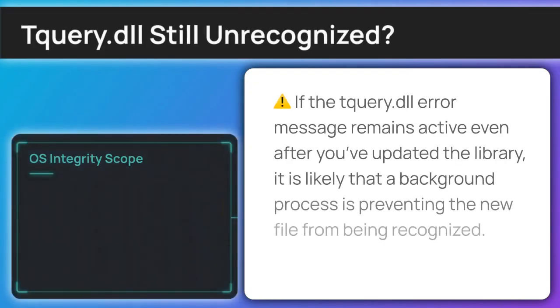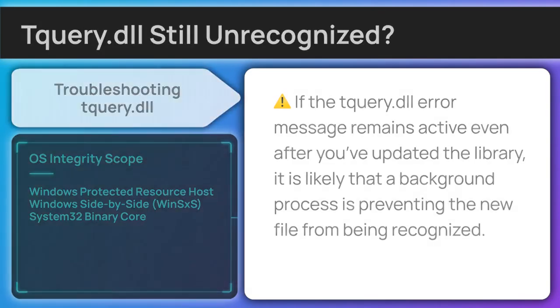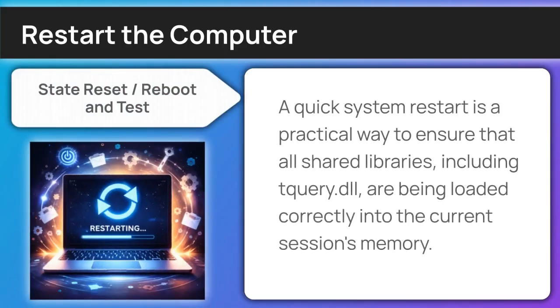In the event the error remains visible, it indicates we need to verify the environment's ability to register new shared resources. Performing a restart can determine if the error is just a transient environment glitch. A reboot refreshes your system's path variables and can sometimes re-establish a broken link to the Tquery library file.